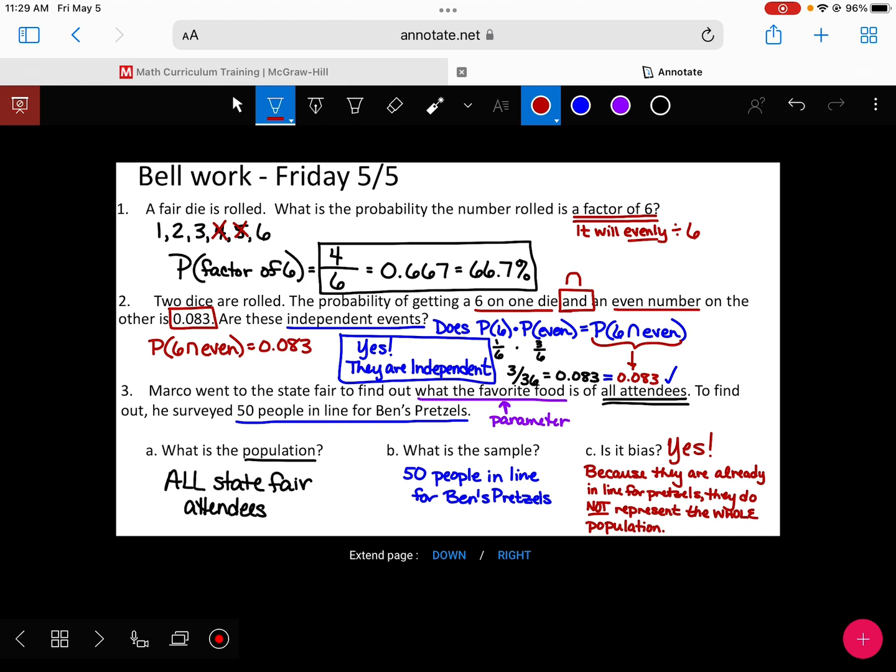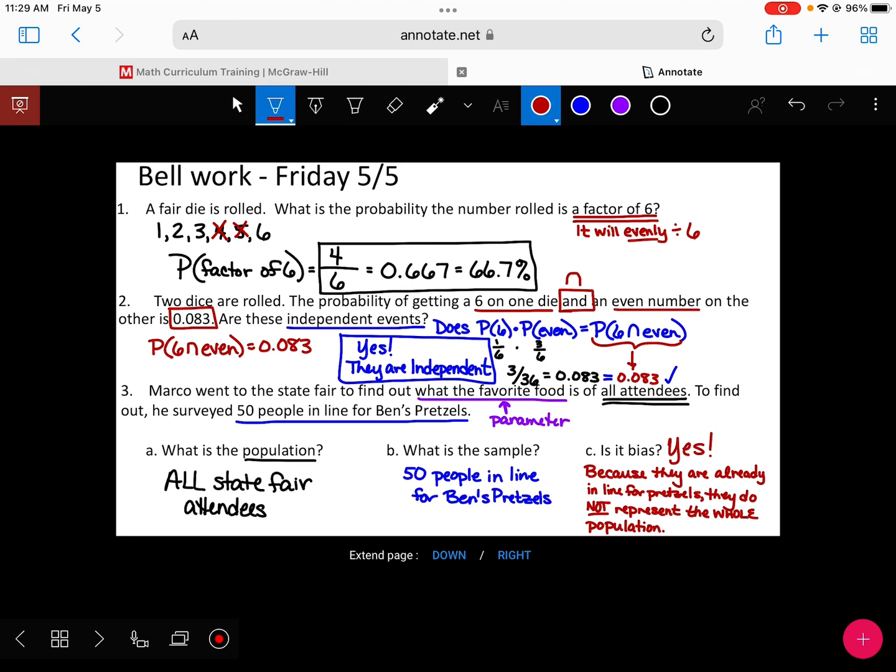So what would be a better way for Marco to get his sample? Going up to people that are already in a food line is probably not a good way. What would be a better way? Just to find them when they're not.